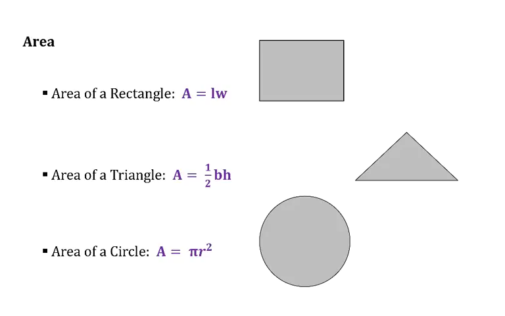It is measured by determining how many squares of a certain size are needed to cover the flat surface inside a shape. Thus, units for measuring area will always be square units. So some examples of square units could be square inches, square feet, or square meters.